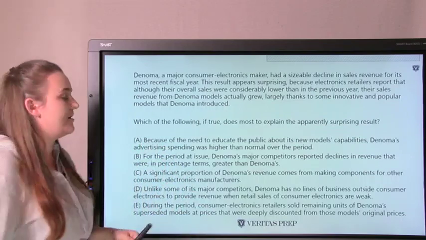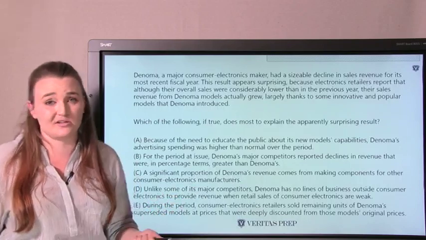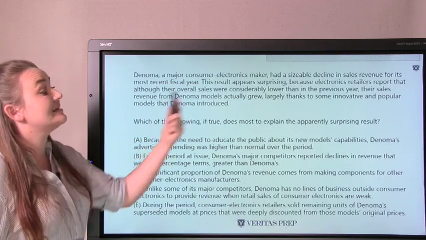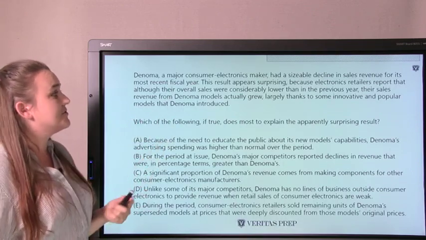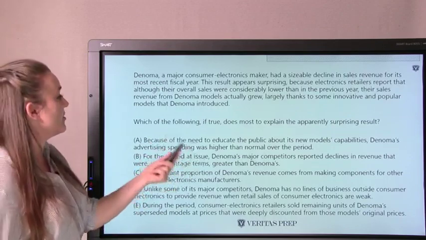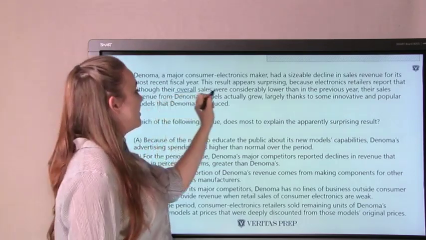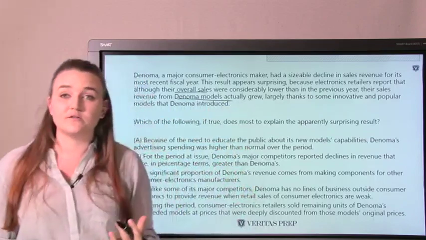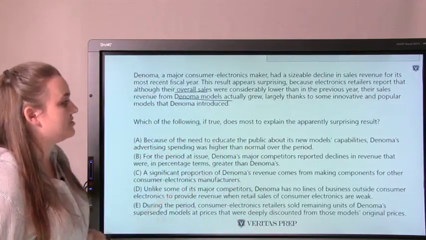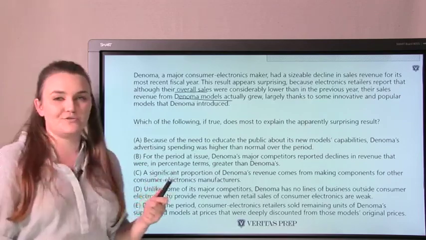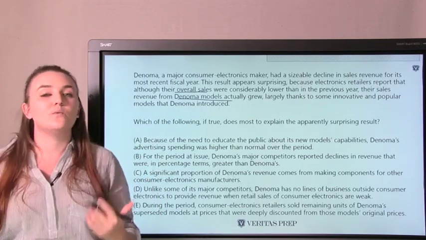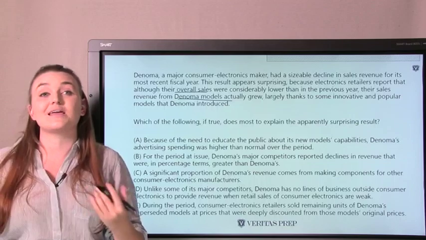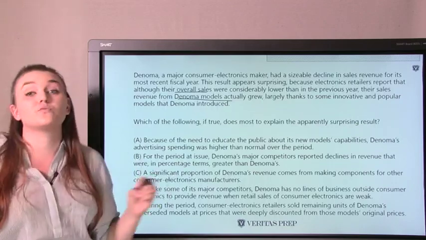So once again, resolve the paradox structure, though the language of the question stem can change a little here and there. And we've got a major consumer electronics maker with a sizable decline in sales revenue for its most recent fiscal year. This result appears surprising because retailers report that although their overall sales were considerably lower than in the previous year, their sales revenue from these models, this particular company, actually grew, largely thanks to some innovative and popular models that they introduced. So this is another case where I will say anticipating the direction of the answer, at the very least the gap in reasoning here, could be extremely helpful to us.